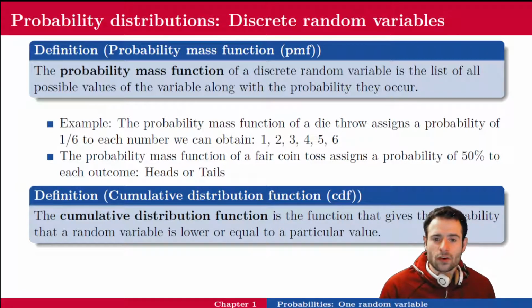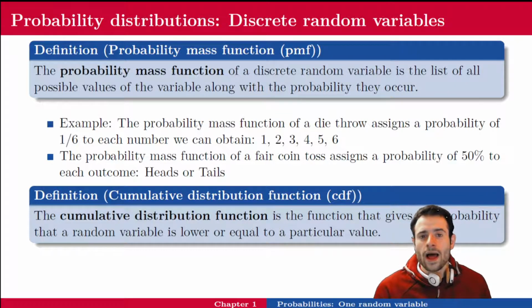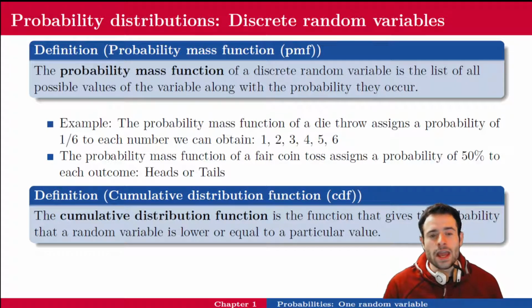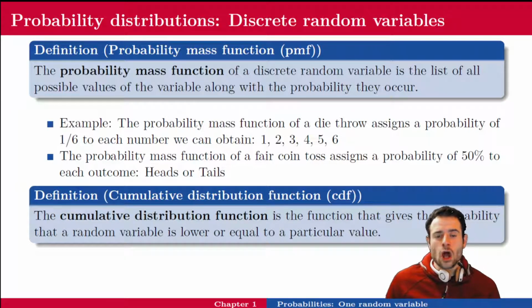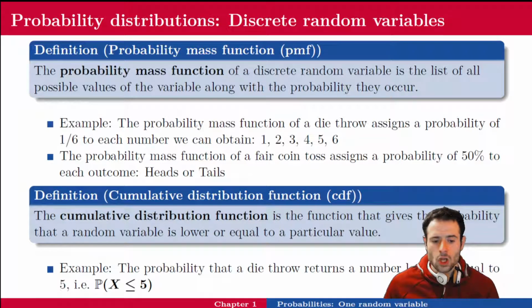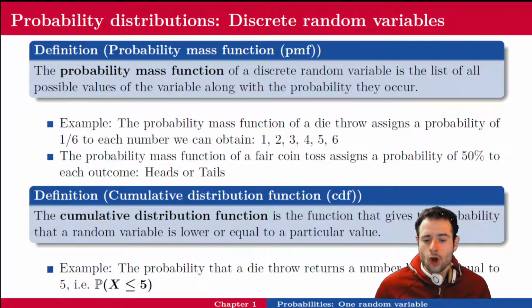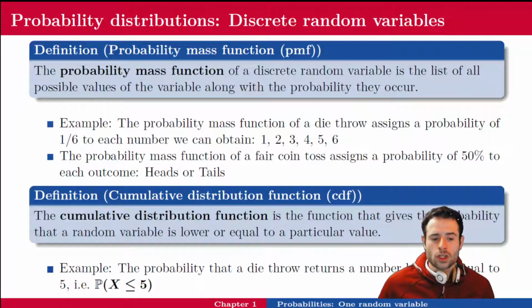Along with the probability mass function, the PMF, we will have the concept of a CDF, a Cumulative Distribution Function. As the name suggests, we are going to cumulate probabilities up to a certain point. So the CDF is the function that gives the probability that a random variable is lower or equal to a particular value. For instance, the probability that a die throw returns a number lower or equal to 5, which we will write the probability that x is lower or equal to 5.